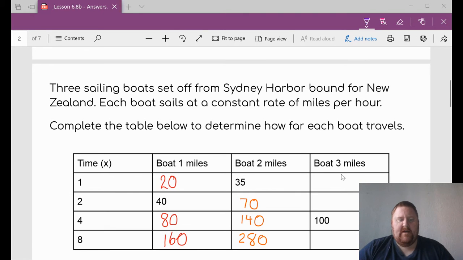All right, and boat 3, we only know how far it travels in 4 hours. In 4 hours, it can travel 100 miles. So now we need to work backwards a little bit. That means in 1 hour, it's going to travel a quarter of the distance because we're dividing by 4, and that's going to be 25 miles. In 2 hours, then, it'll travel 50, and in 8 hours, it's going to travel 200 miles. So from my table here, I can already determine who travels faster, who's going the furthest distance for each hour, and that I can already tell is going to be boat number 2 because it's traveling 35 miles for every hour.